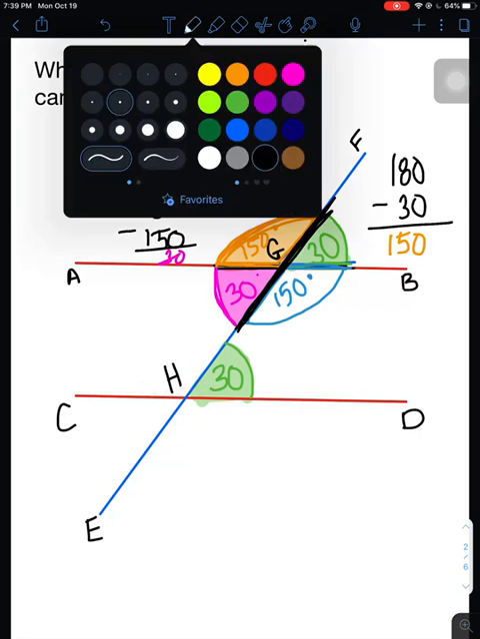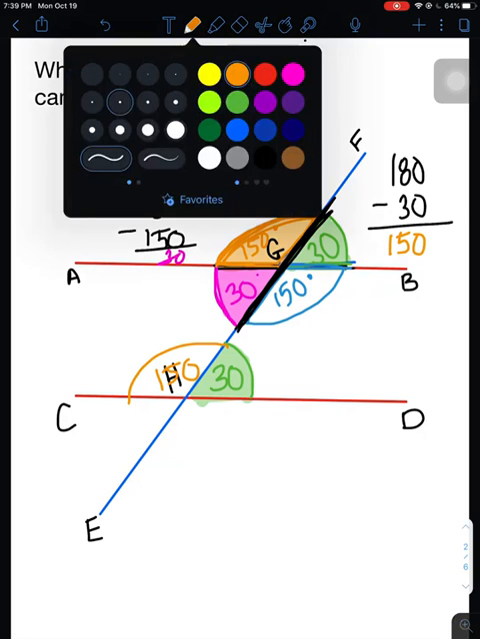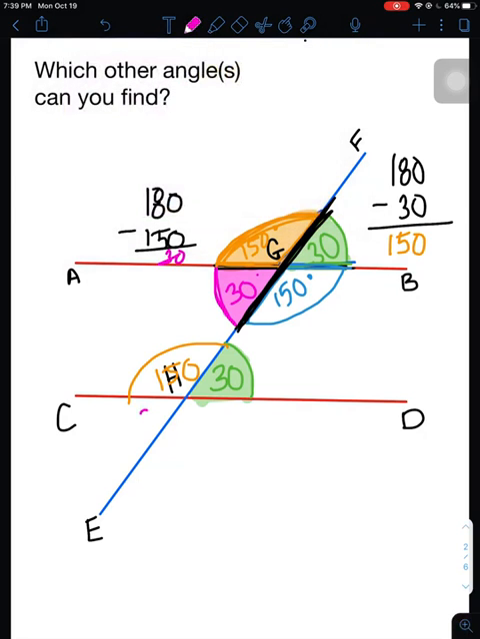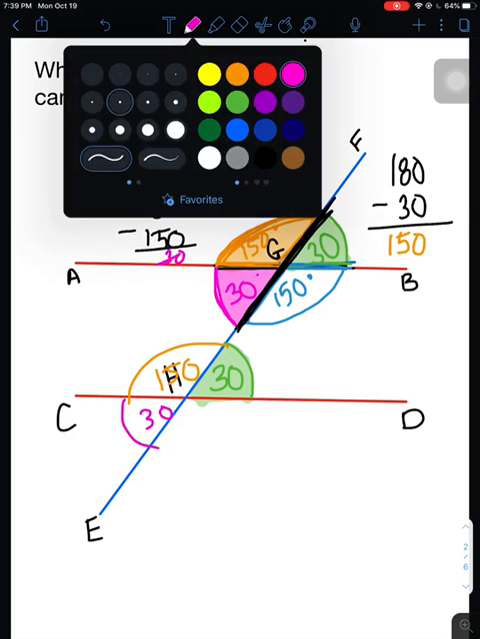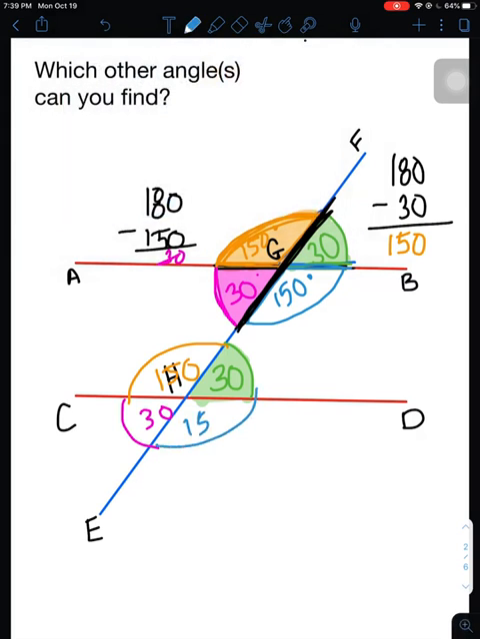The very same thing can happen down here, right? If this is 30, that means that this is going to be 150, because 150 plus 30 is 180, and they make half a circle. They make a straight line at the bottom. And then we can use the fact that we have vertical angles. This would be 30, and we have vertical angles again. This would be 150, and we have all of it filled up.